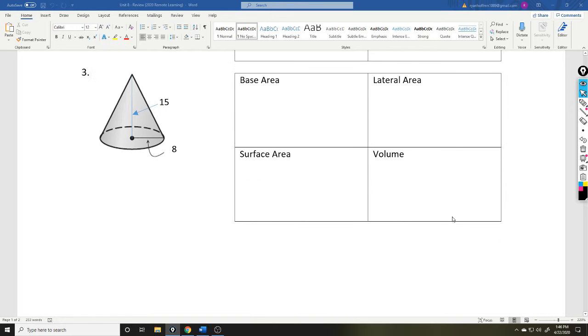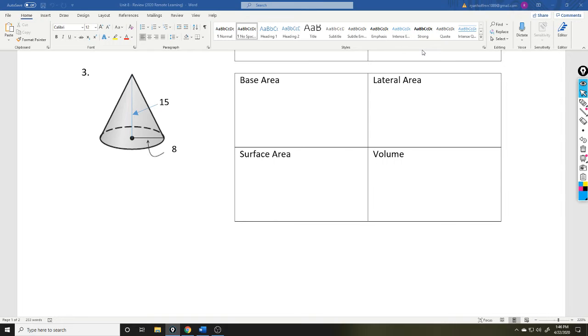Number 3, I'm going to go through in a little bit less detail. I'm going to focus on finding the volume. Or actually, let's focus on lateral area. Because base area is the same formula. It's still pi r squared. But let's look at lateral area.